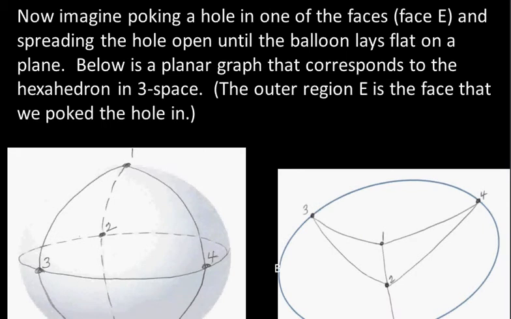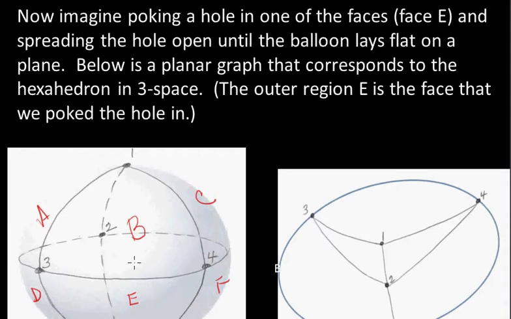Now imagine doing this. Imagine taking our face E. That was the one in front here. In fact, I really should label these for you. This was D, this face was E, and this face was F, and over here this was A, and this front face was B, and this was C. So we should have those labeled.